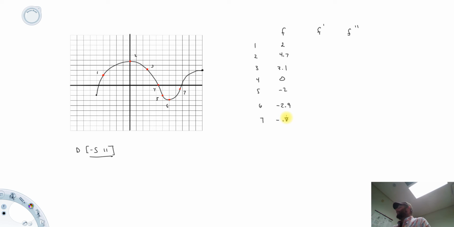Hopefully anybody watching this video can go through and verify these. Hopefully I have them all right, but function values are literally this distance on the graph and this distance on the graph and so forth.